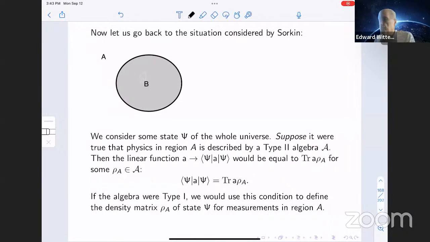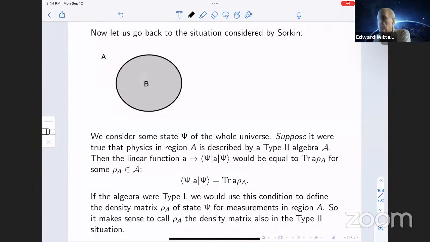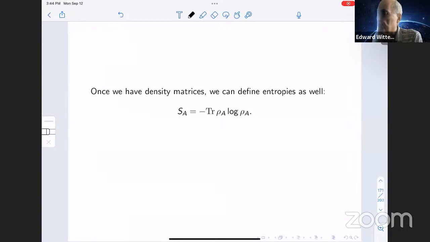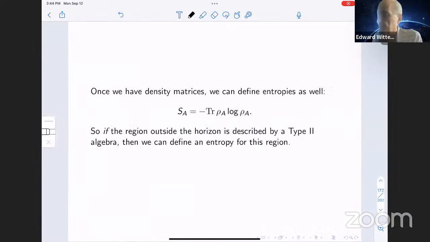In the case of ordinary quantum mechanics, that means for a type 1 algebra, this condition is the definition of the density matrix rho A of the state psi for measurements in region A. So it makes sense to call rho A the density matrix also in the type 2 situation. And once we have density matrices, we can define entropies as well. So if the region outside the horizon is described by a type 2 algebra, then we can define an entropy for this region.